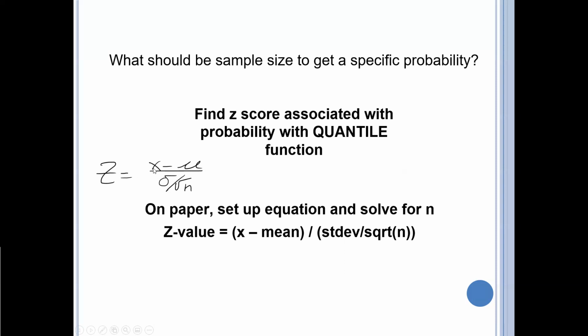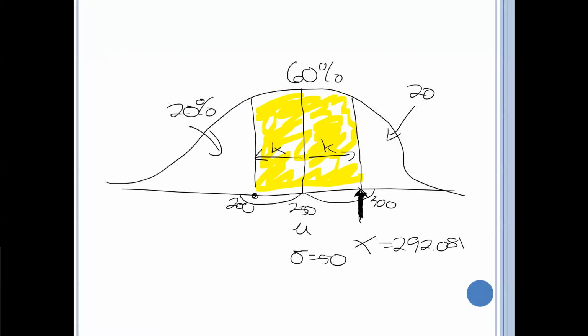And then what the mean and the standard deviation is. So now you've got the z-score based on the probability from the quantile function. You have the mean, you have the standard deviation. So all that's left is you don't know the sample size, right? So that's where you just have to solve backwards for the sample size. And it takes a little algebra, but it's really not that difficult.